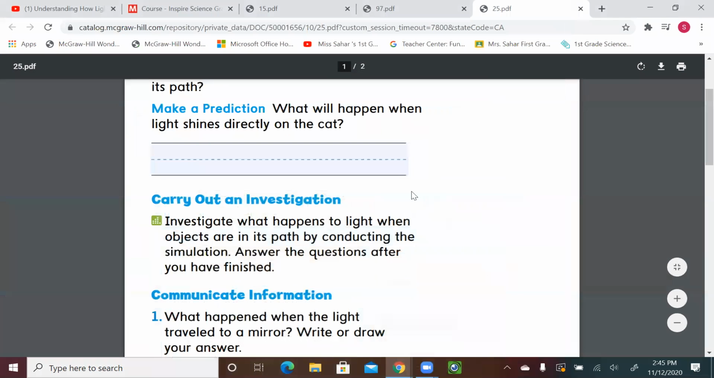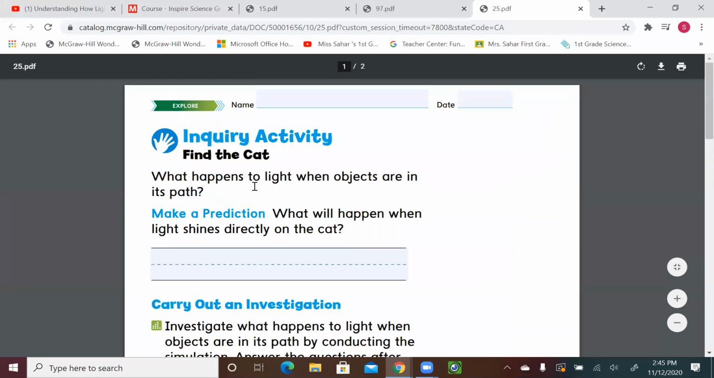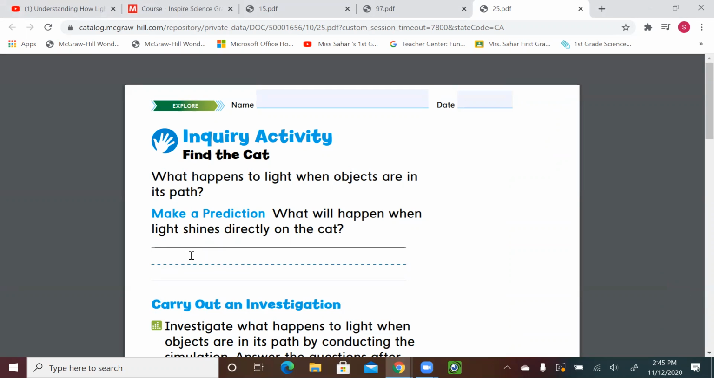Okay. So, what happens to light when objects are in its path? The light was blocked. Okay, make a prediction. What will happen when light shines directly on the cat? What happened? The cat will wake up. All right, that's what happened.